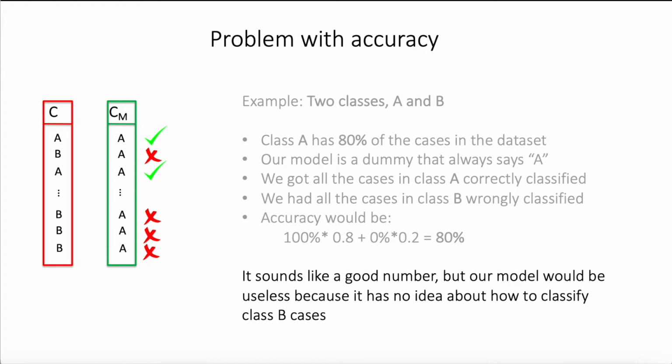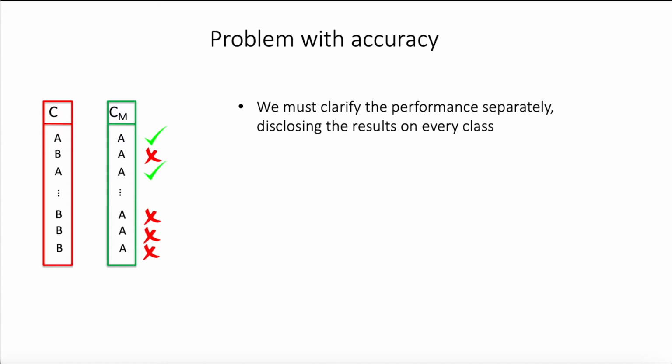Because the model is a dummy model that always says A. And this is clearly not what we want in reality. So we must clarify the performance separately, disclosing the results in every class, right? And also, per class, we need to point out what is the type of error.